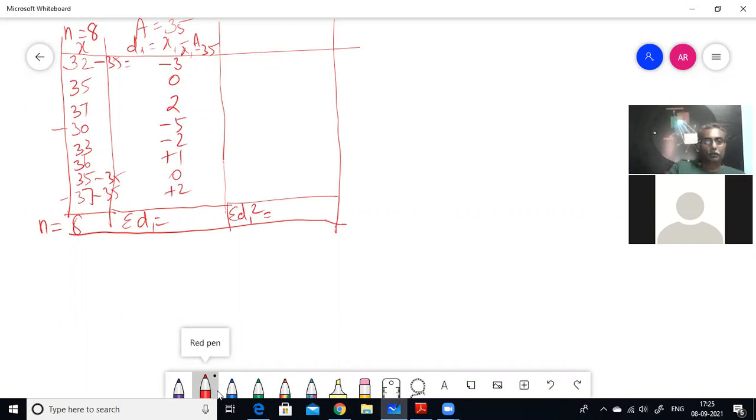Now on the plus side, 2 plus 1 is 3, 3 plus 2 is 5. So on the plus side you have 5. Then minus 2, minus 5 is minus 7, minus 7 minus 3 is minus 10. Minus 10 plus 5, so sigma d of i is equal to minus 5.